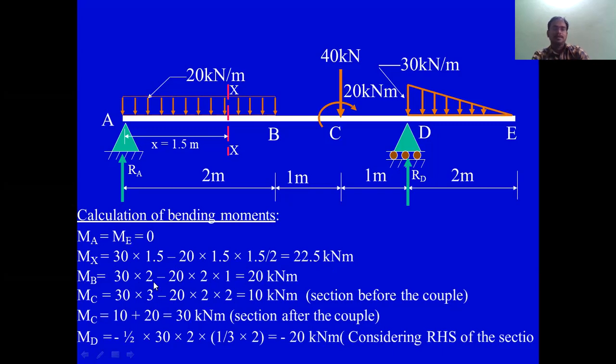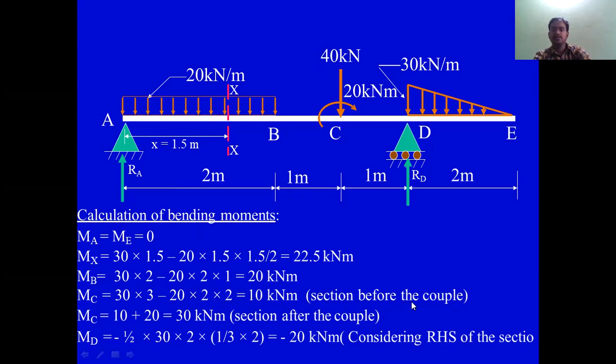Now moment at B, this point B, it is 30 into 2, and minus of 20 into 2 into 1. So this is 20 kilonewton meter. And moment at C, 30 into 3 clockwise, minus 20 into 2 into 2. So this distance, this is 1 and this is 1, so it is 2. And it is 10 kilonewton meter.